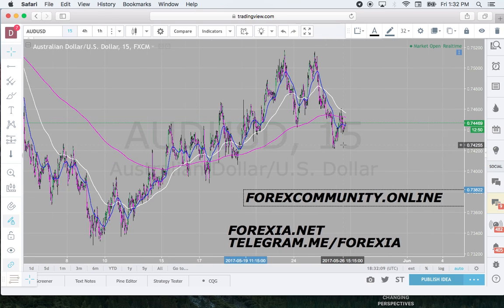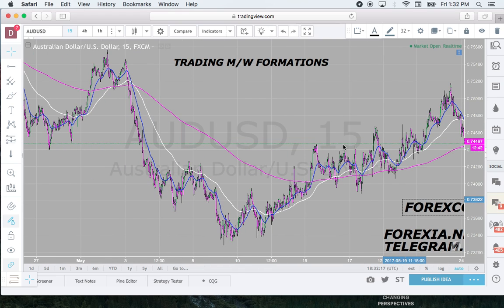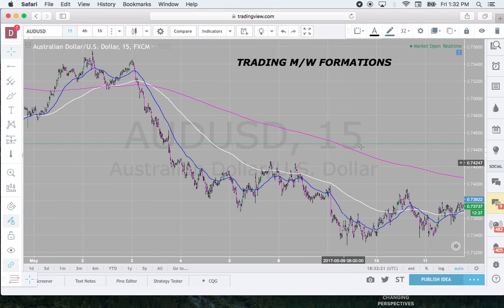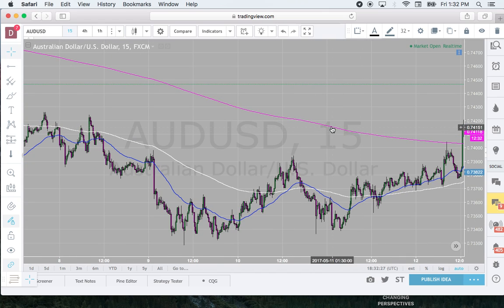So let's get started with this. Trading M's and W's. Today we're going to be focusing on the 15-minute time frame. We're using basically a naked chart. We have the 800 moving average here, exponential moving average, EMA, I call it a few different things. The blue is the 50, and the white is the 200.